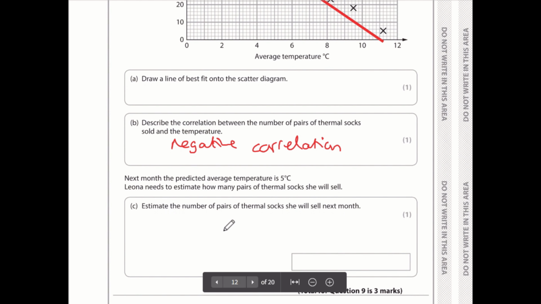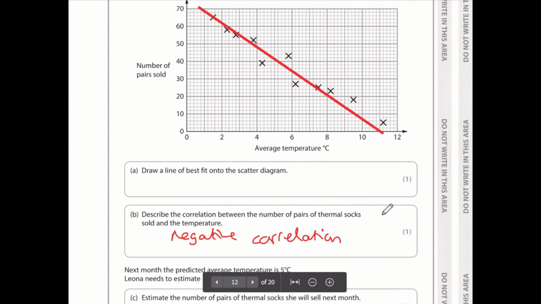Okay, so for part C, we want to estimate the number of pairs of thermal socks you will sell next month, and the predicted temperature is 5 degrees. So we want to find 5 degrees. We've got the temperature along the bottom, going up in 2s, so 5 degrees is here. All I need to do is take this line up to my line of best fit and go across.